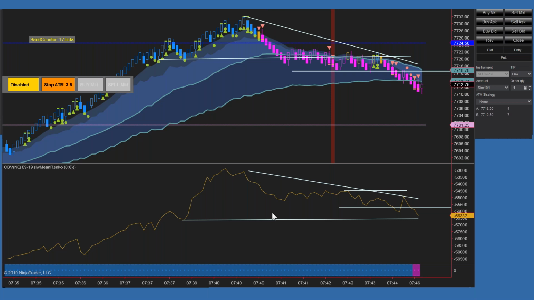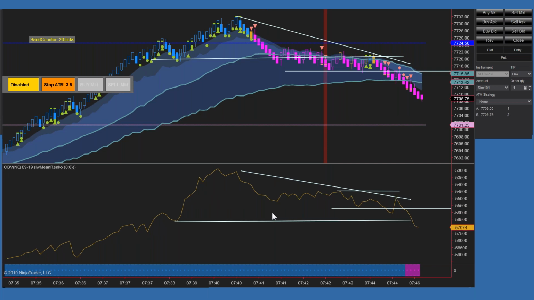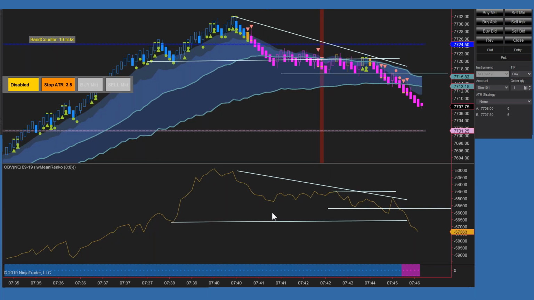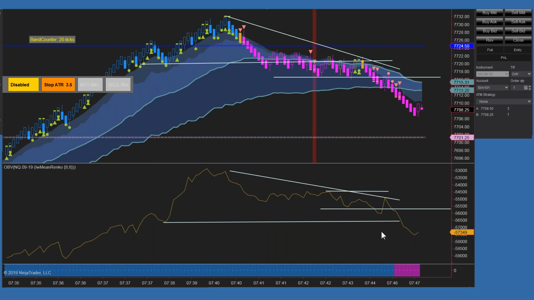And here now comes the hard edge bounce. Well, it looks like volume playing a little bit of catch up here now, and actually confirming the move lower. All right.